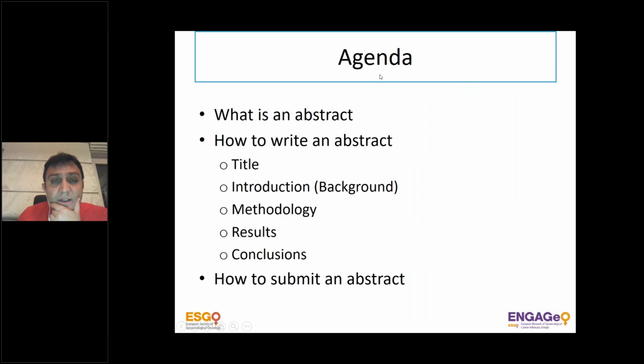So this is the agenda of today. We will first see what an abstract is, and then we will go step by step on how to write an abstract. These are the specific sections of an abstract, so we will go one by one. And at the end, I will show you the ESGO abstract submission system, so that once you finish your paper, you will be able to submit it online.